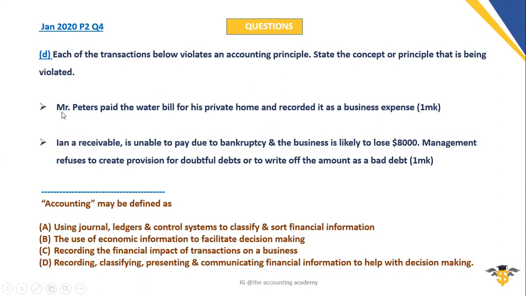Mr. Peter paid the water bill for his private home and recorded it as a business expense. That is a violation. And these are things that business owners do all the time. Ian, he's a receivable. He's somebody who owes the business money, is unable to pay due to bankruptcy. And the business is likely to lose $8,000. Management refuses to create a provision for doubtful debts or to write off the amount as a bad debt. That is also a violation.